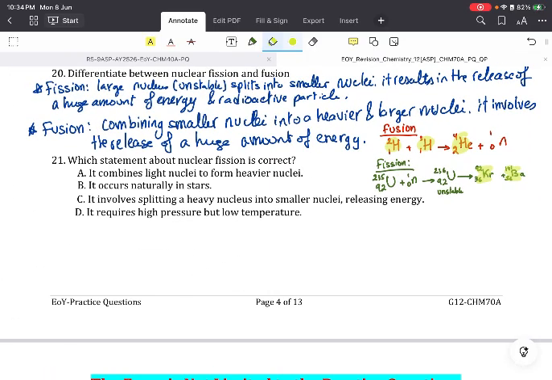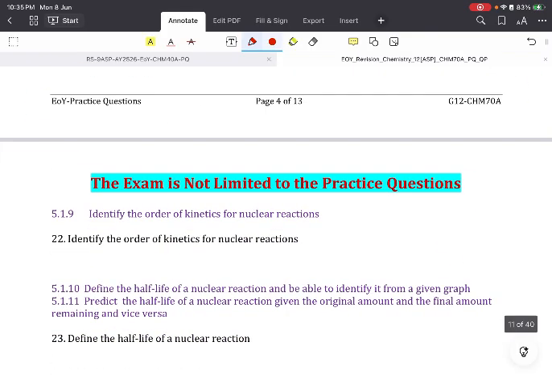Let's continue. Which statement about nuclear fission is correct? It combines light nuclei. That's fusion. It occurs naturally in stars. Actually, fusion occurs in stars, and in the sun. It involves splitting a heavy nucleus into smaller nuclei, releasing energy. That's fission, so this is the correct answer.